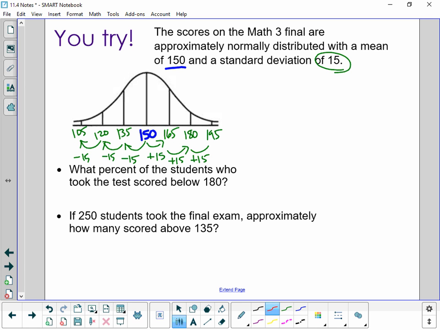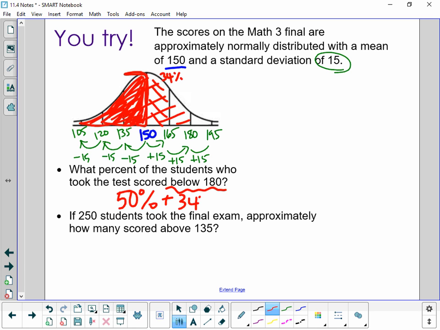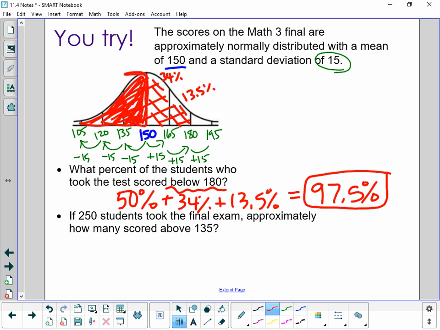What percentage of students scored below 180? Well, that would be all of these. This portion of it over here is 50% because each of the halves is 50%. So we for sure include them. Plus we have another 34% here. Plus another 13.5% here. So we have 50% plus 34% plus 13.5%, and we get that that would include 97.5% of the students.